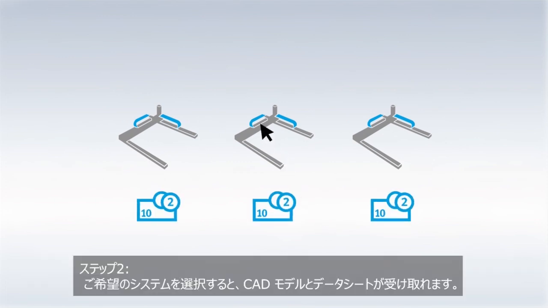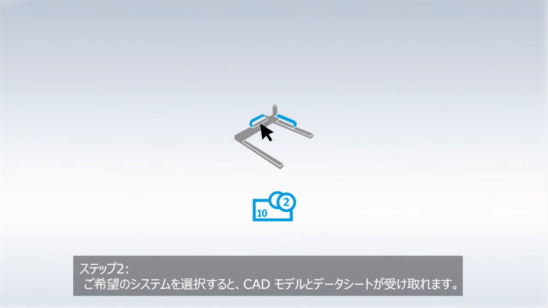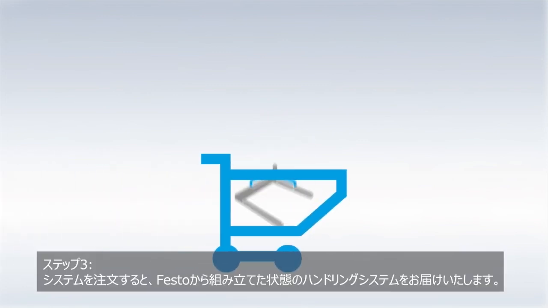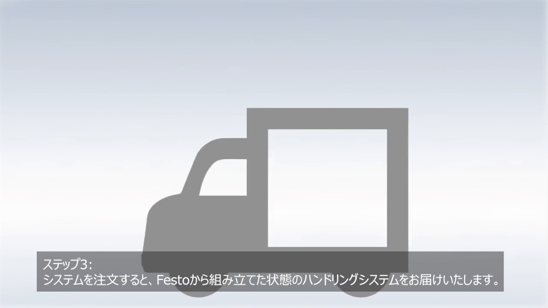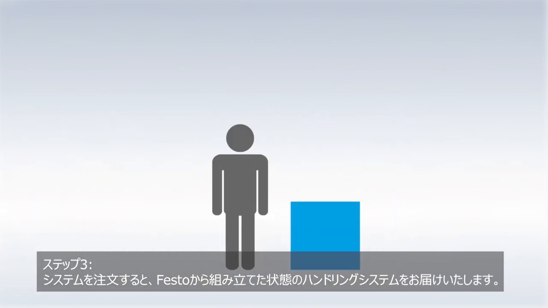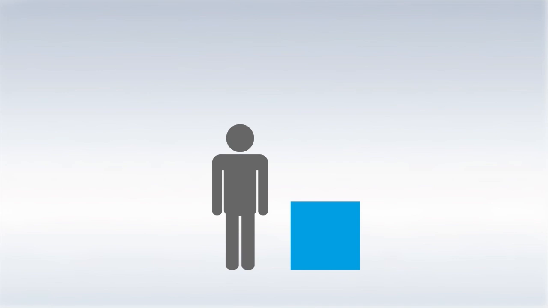Step 2. Select the system you want and, along with this, you will receive a CAD model and data sheet. Step 3. Configure the system and place your order. Festo will send you a ready-to-install handling system in next to no time.